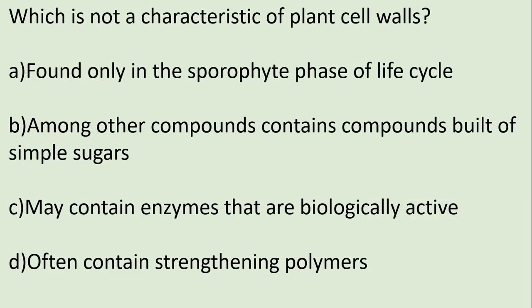Which is not a characteristic of plant cell walls? A. Found only in the sporophyte phase of life cycle. B. Among other compounds, contains compounds built of simple sugars. C. May contain enzymes that are biologically active. D. Often contain strengthening polymers.